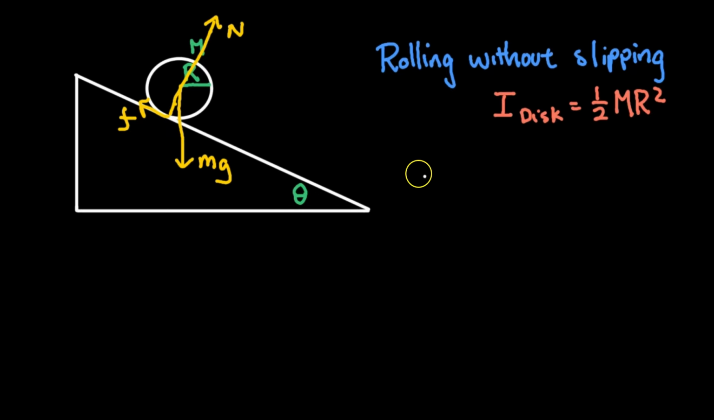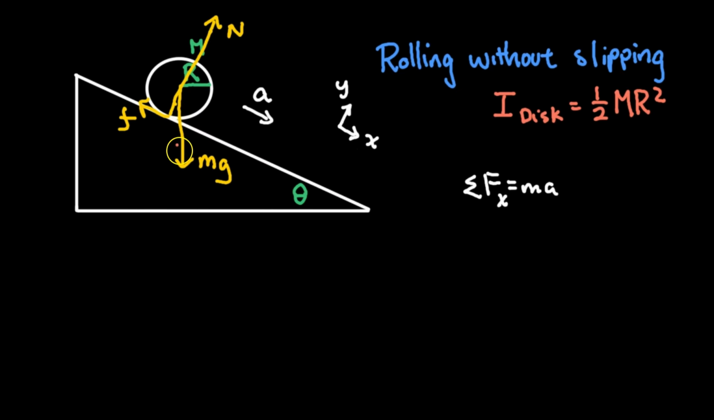We can also ask about the acceleration of the disk rolling down this ramp. To find the acceleration, we can use Newton's second law, net force equals ma. But we need to define our positive direction. I'm going to define my positive x direction down the ramp. So I'm going to write an expression for the net force for all the forces along the x-axis. So what forces are along the x-axis?